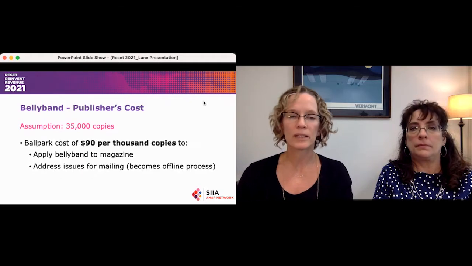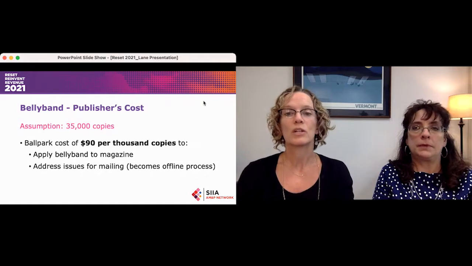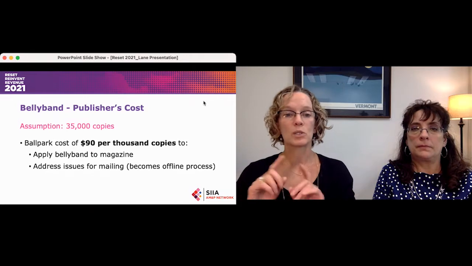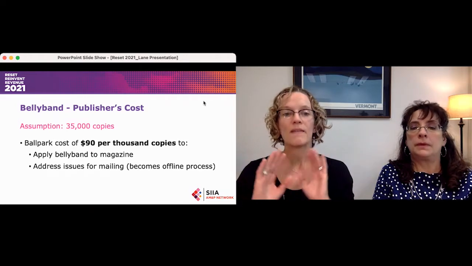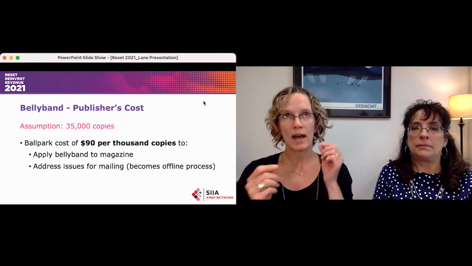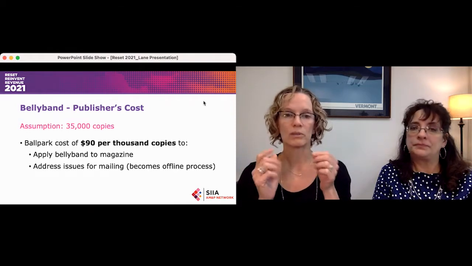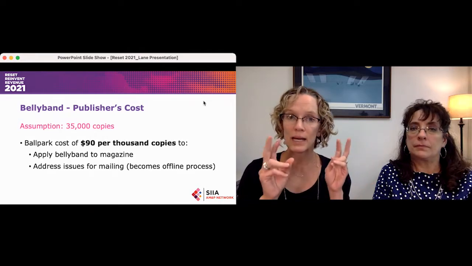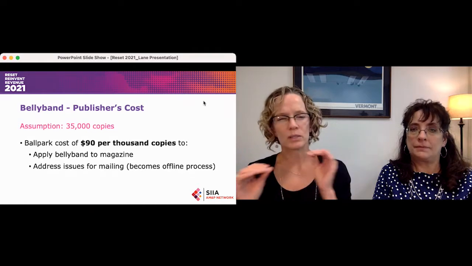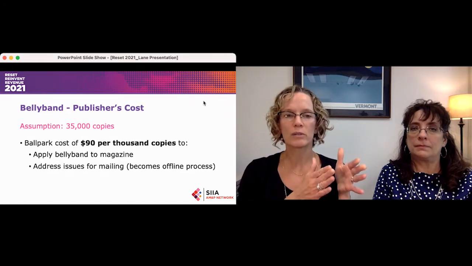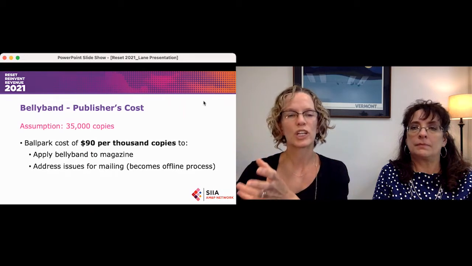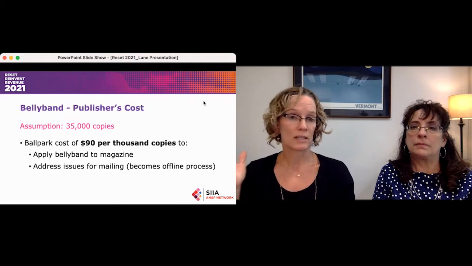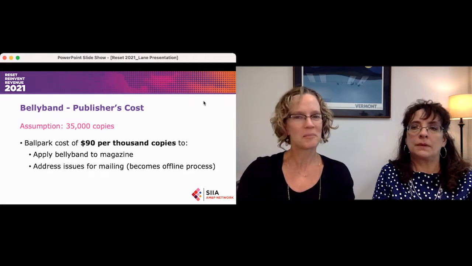And then you want to look at what other associated costs there might be. So you might ballpark that it's about $90 per 1,000 copies to apply the belly band and then to address the issues. Because as you think about these extra cool things you can do, sometimes it changes processes that might otherwise be, for example, inline to become offline process. So sometimes you have the cost to do the thing, but then the cost to change the way it's produced. So hopefully that gives you a sense of how much it might cost for your magazine to try doing a belly band. All right, we're moving right along.